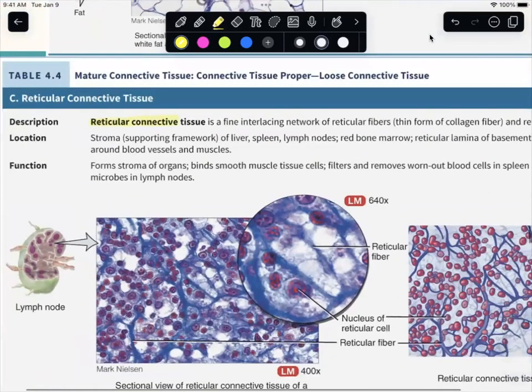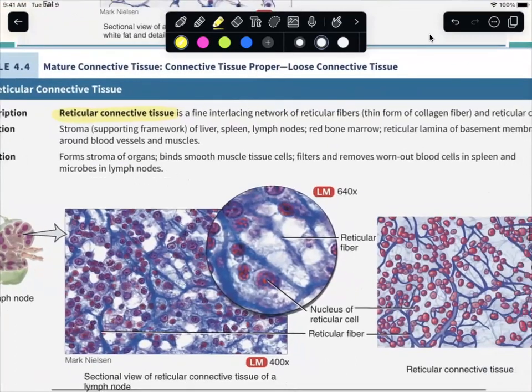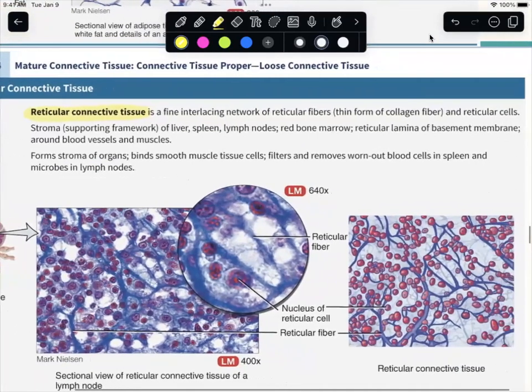Reticular connective tissue. Reticular, we mentioned, was in most lymphatic tissue. So it forms this stroma or framework. So liver, spleen, lymph nodes, even your red bone marrow, reticular lamina, which is one of the layers in your skin.